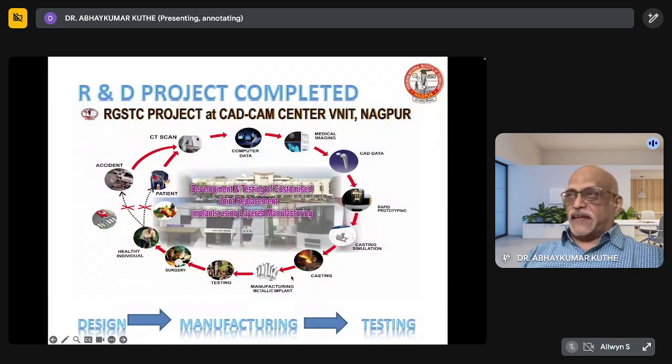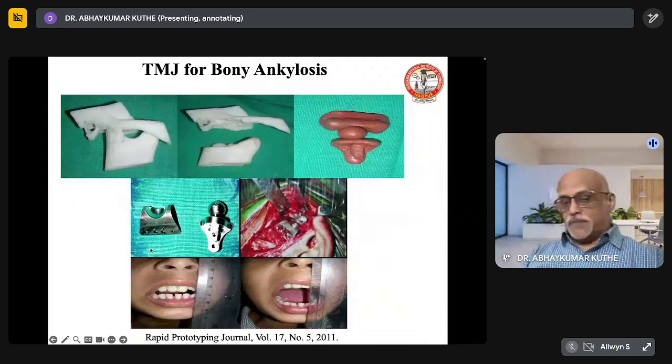which will be customized. Remember, this is customized. That means suiting the patient's anatomy. And then we can test it and ultimately use it in surgery to fit it into the individual to make him healthy again. Now, let me quickly show you some of the cases that we handled.